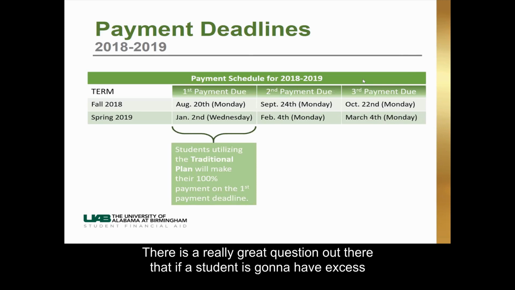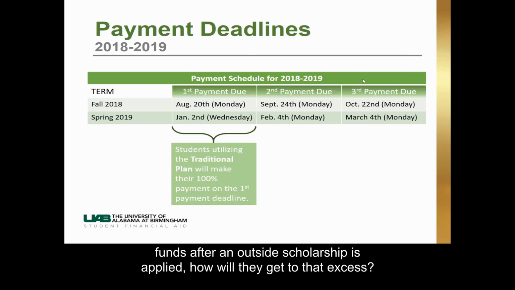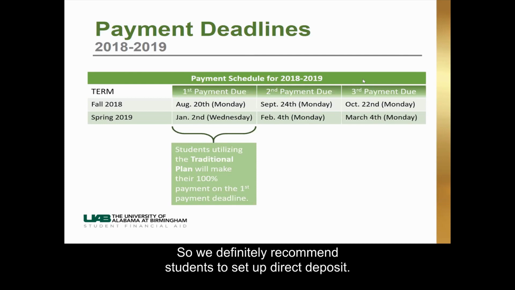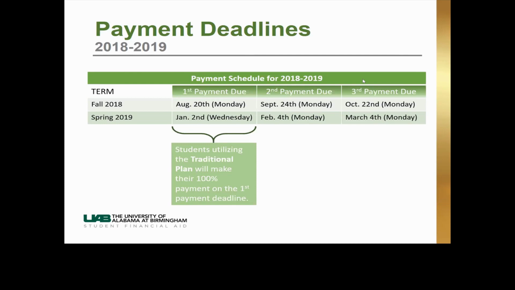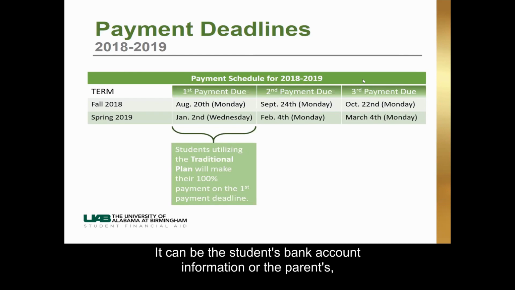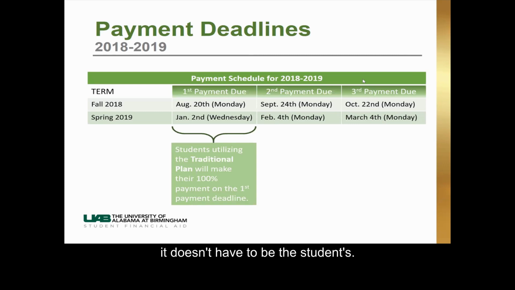There is a really great question out there: if a student is going to have excess funds after an outside scholarship is applied, how will they get to that excess? I think Jeremy mentioned briefly the refund process. So we definitely recommend students set up direct deposit. That can be set up through the BlazerNet account. You just put in bank account information there. It can be the student's bank account information or the parents'. It doesn't have to be the student's.